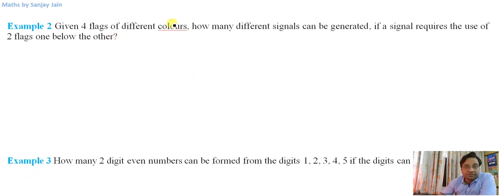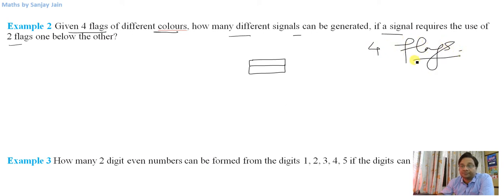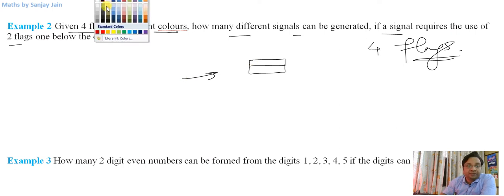And let us say we have got next example here. Given 4 flags of different colors, how many different signals can be generated if a signal requires use of 2 flags? So this is the situation. This is one of the flags and this is another flag. We have got 4 different flags. Okay, now this is one of the signals. This may be a combination.